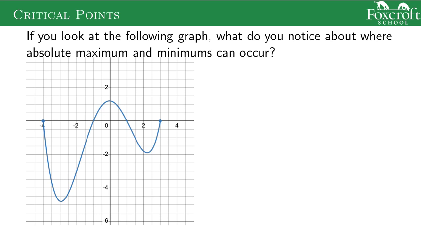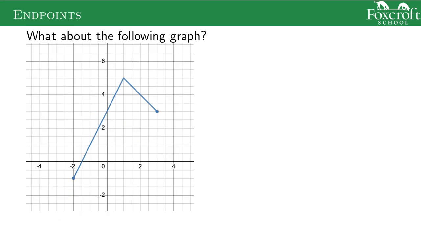So if I look at this graph, my absolute min happens at the bottom of a valley. That's a critical point. And the absolute max happens at the top of that hill. That's also a critical point. So critical points are going to be important for finding absolute max and mins because that's one place they can occur. All right, what about the other place they can occur?